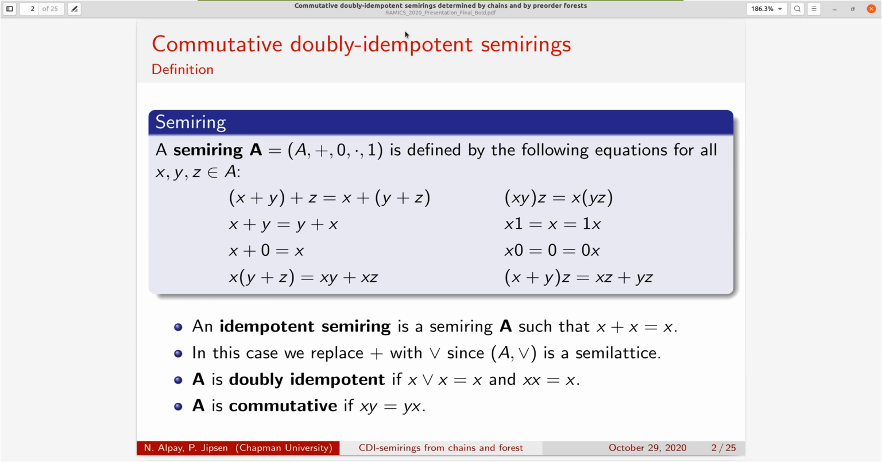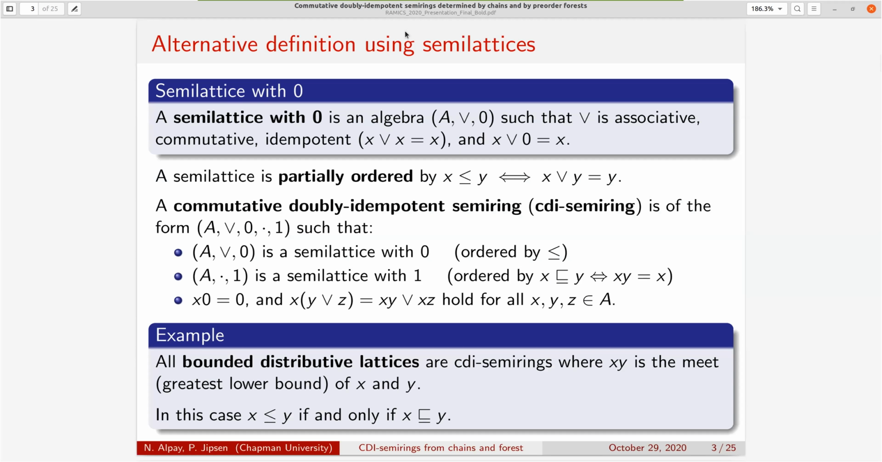An idempotent semiring is a semiring A such that x plus x is equal to x. In our work, we'll replace addition with join, since (A, join) is a semilattice. A is a doubly idempotent semiring if x join x is equal to x and x times x is equal to x, and A is commutative if xy is equal to yx. Now we'll try to define a CDI semiring, a commutative doubly idempotent semiring, using semilattices.